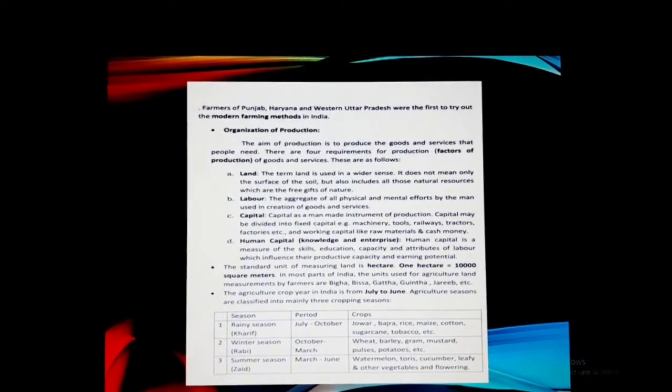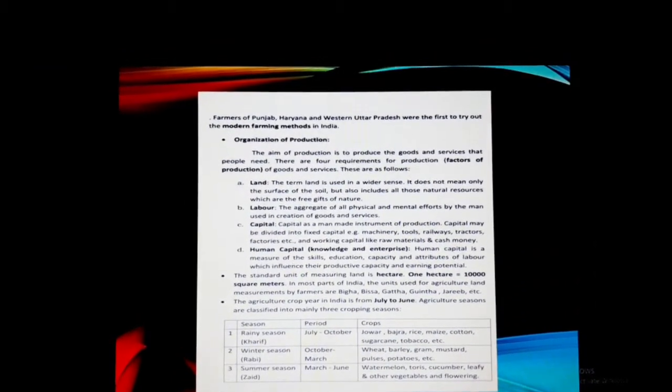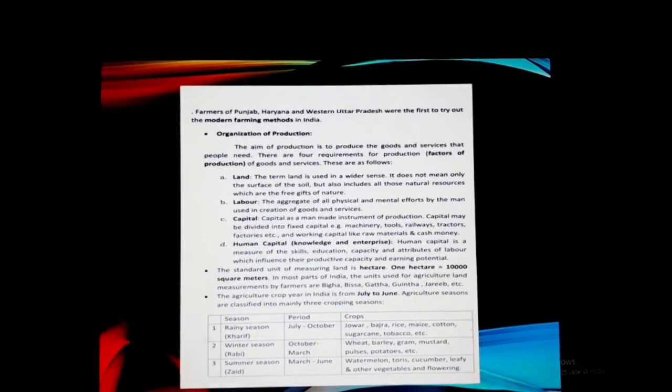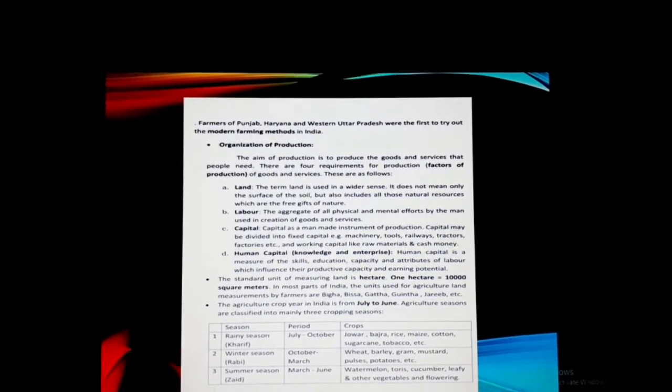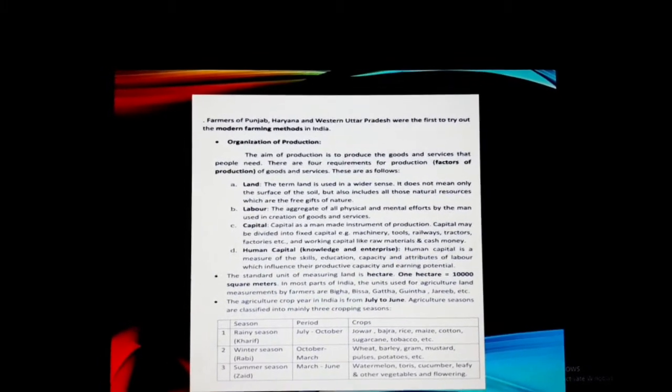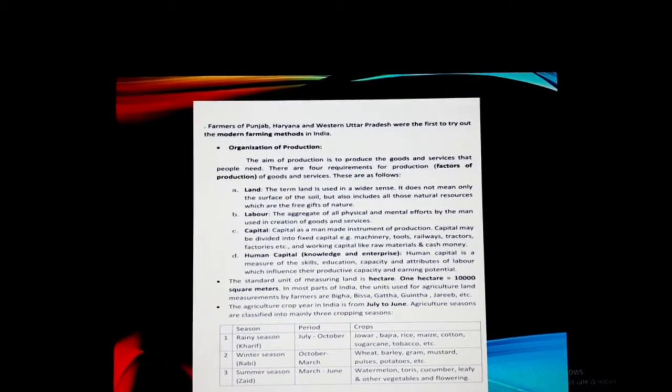What crops are grown in this season? Watermelon, cucumber, leafy and other vegetables, and flowering plants. You also know that sugarcane and mango take the whole year to grow, and they come only one time in the full season.